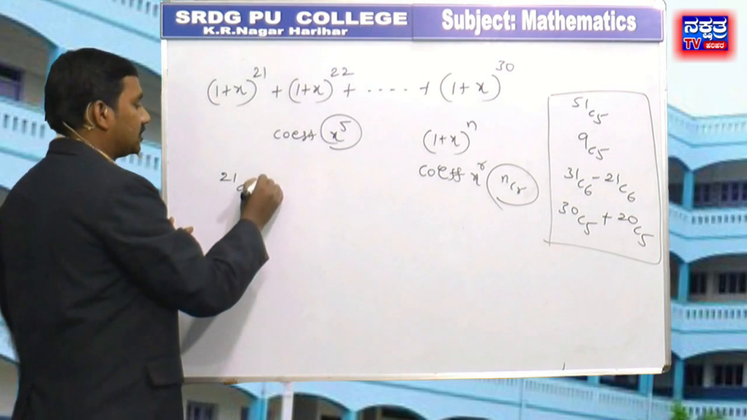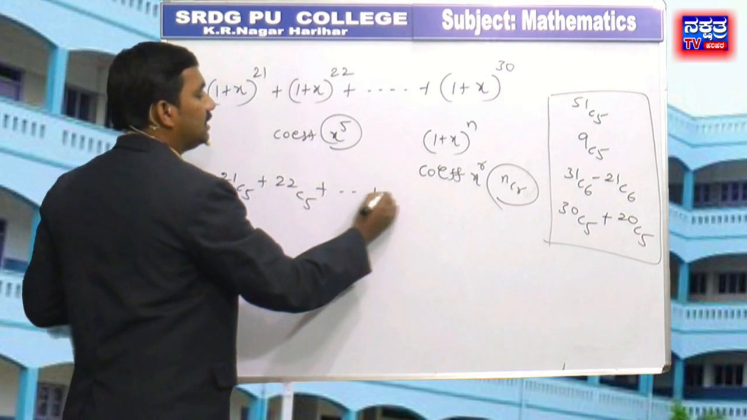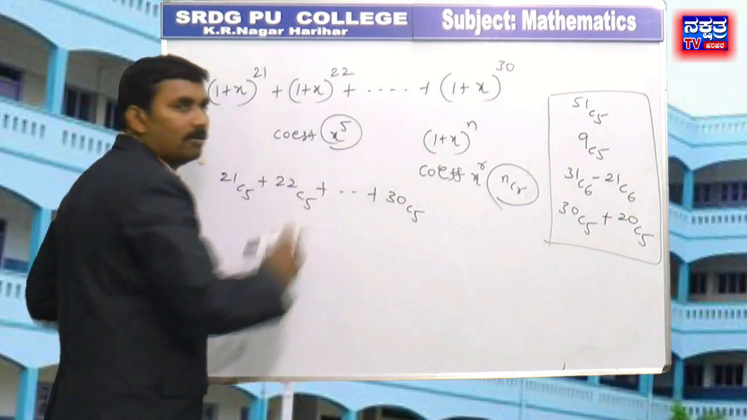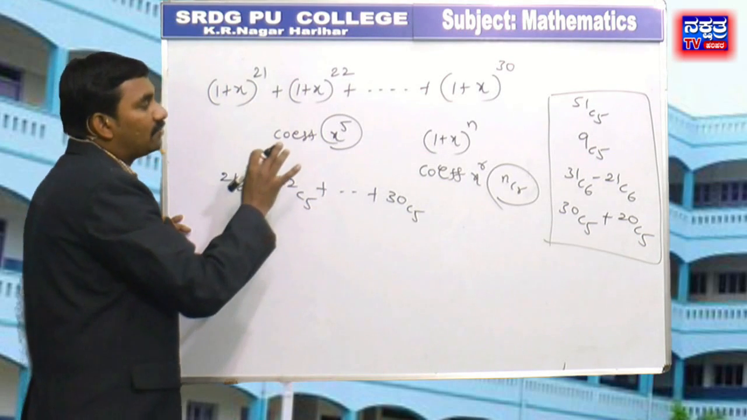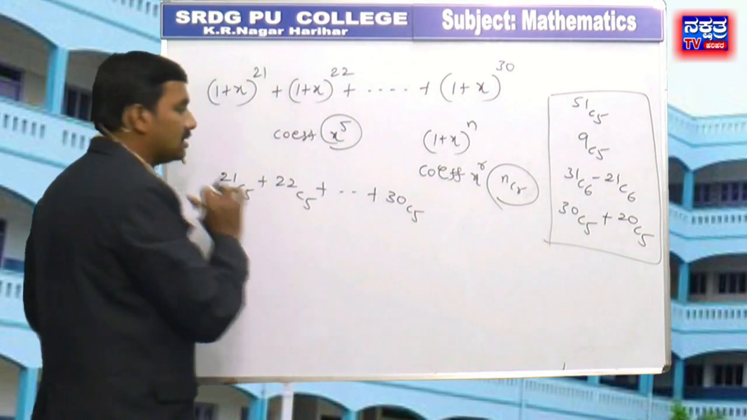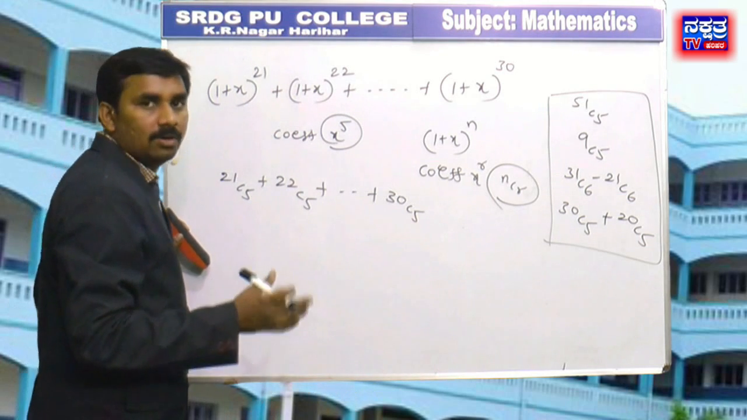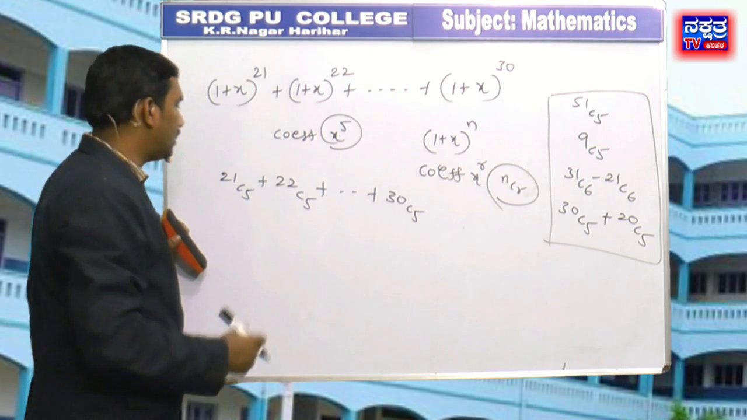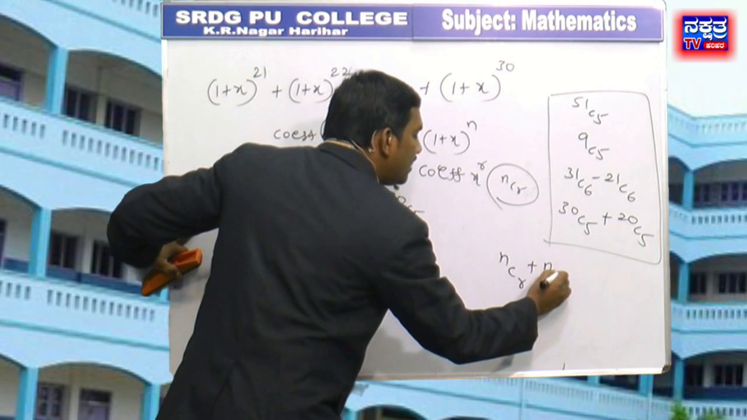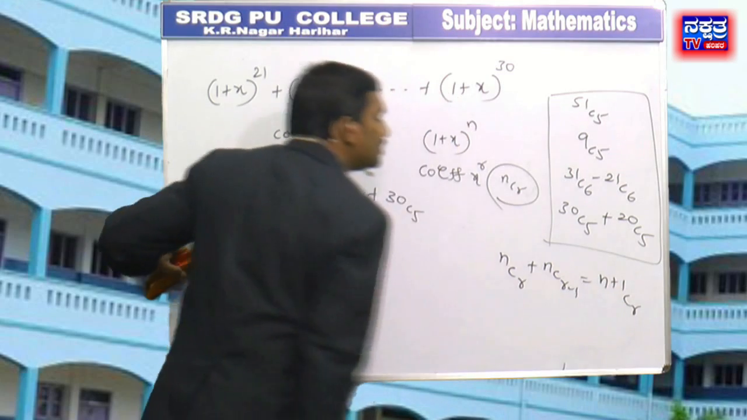In this expansion, 22C5, like this, till 30C5 we will get. This is the coefficient of x power 5. Hence, the options are not like this. To convert into these options, we have to apply some properties of binomial coefficients. What are those? See here, nCr plus nCr minus 1 equal to n plus 1 Cr.